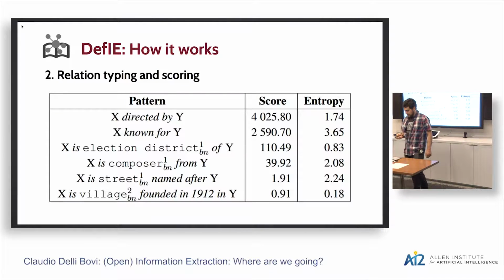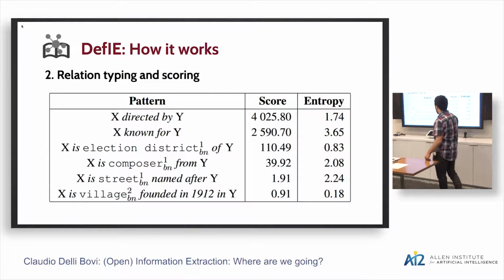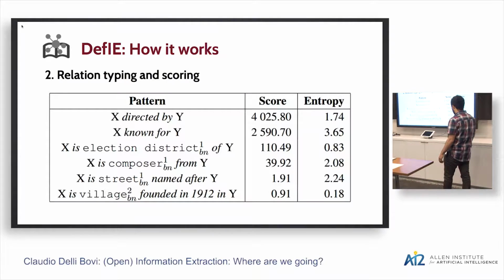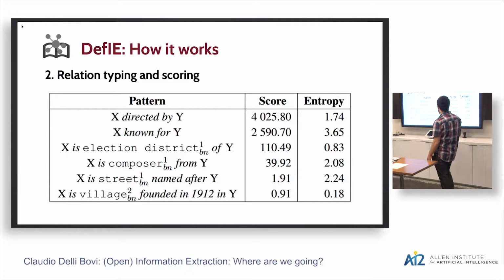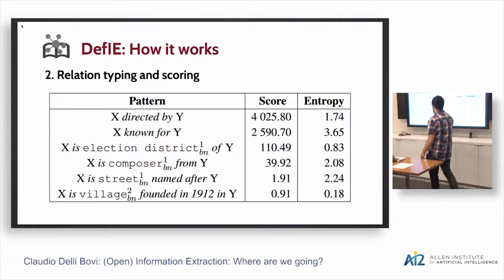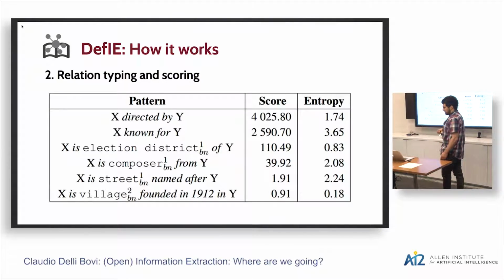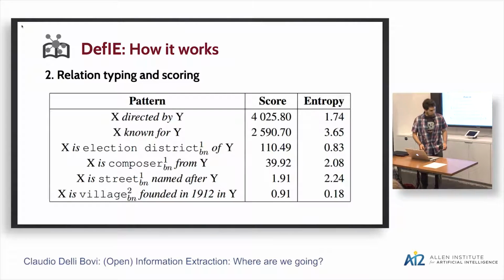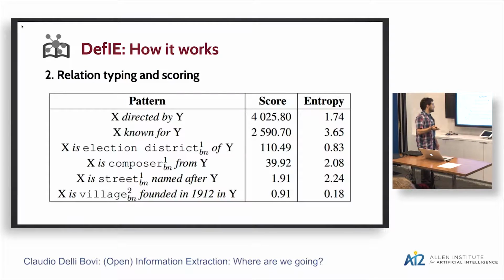On the bottom of the ranking, instead, you have very long patterns like X's village founded in 1912 in Y, which is a proper relation, but it has probably very few instances. The pattern is so long. Well, the entropy is obviously low, because X's are villages and Y's are regions or provinces and so on. This is not a perfect measure, of course, but it works fairly well.